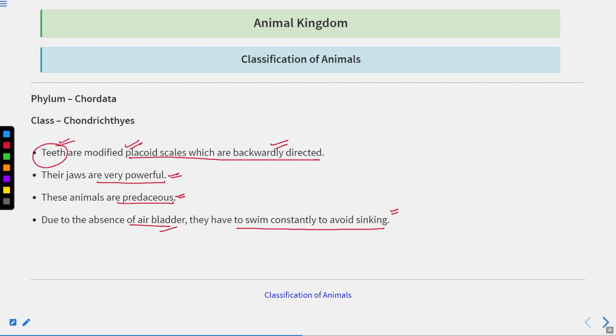Due to the absence of an air bladder, they have to swim constantly to avoid sinking. There is no air bladder to help in flotation. So to avoid sinking, they have to continuously swim in water.